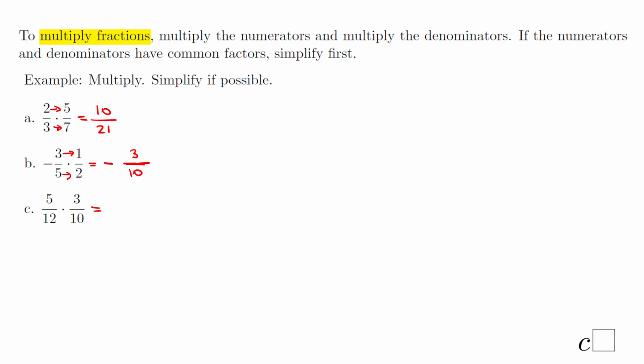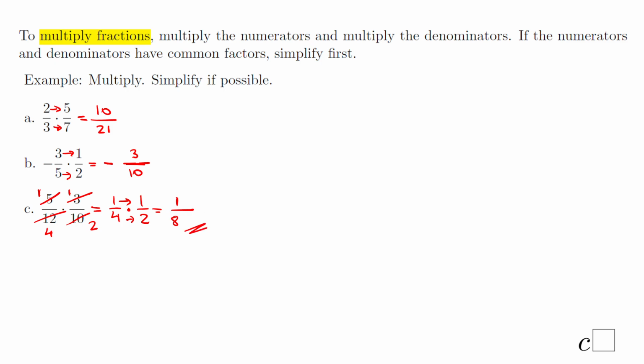The last one, C, is the one where, if you notice, we can simplify first, and I'd suggest you do that. So if we take a look here, 5 goes in 10 2 times, and 3 goes in 12 4 times. So what do we have here? When we simplify, we still have a 1 here. So we have, in fact, 1 over 4 times 1 over 2. Now no simplification is possible, and we have 1 times 1, that is 1. 4 times 2 is 8.